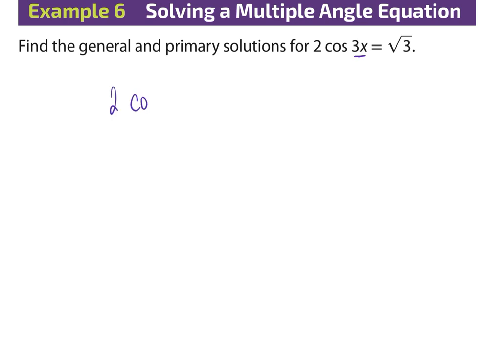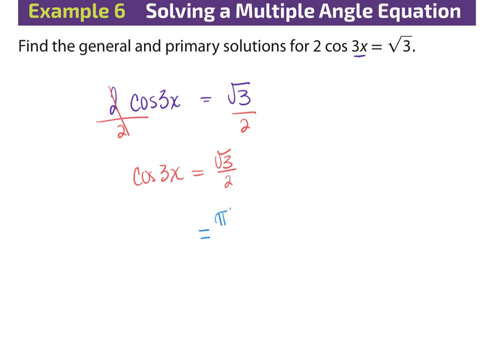So we have 2 cosine of 3x equals the square root of 3. We're going to go ahead and just solve for that cosine as if that 3x was not there. So the cosine of 3x equals the square root of 3 over 2. So we are looking for places where it has a cosine of square root of 3 over 2. It happens twice on the unit circle. All right, what are the 2 places that it happens on the unit circle? Cosine of square root of 3 over 2.